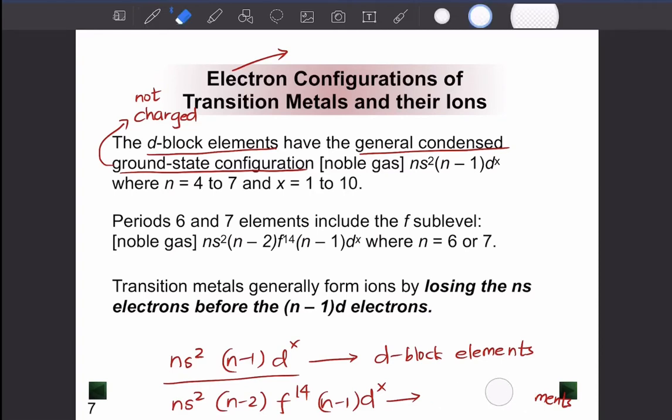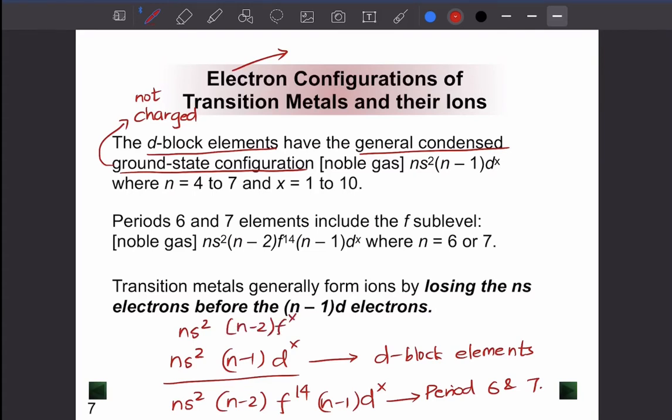So it's not exactly f block elements, but these are elements in period 6 and 7 of d block elements. And then f block elements, you generally end up with ns2 (n-2)fx. So this is the configuration for f block elements. One peculiar characteristic in transition metals is that before losing electrons from the d subshell, they actually lose electrons from the ns2 subshell. So the ns subshell is the first one that loses electrons.